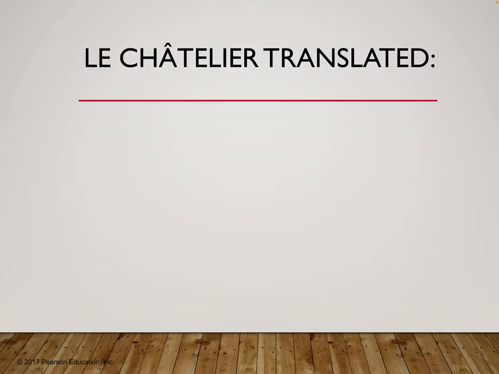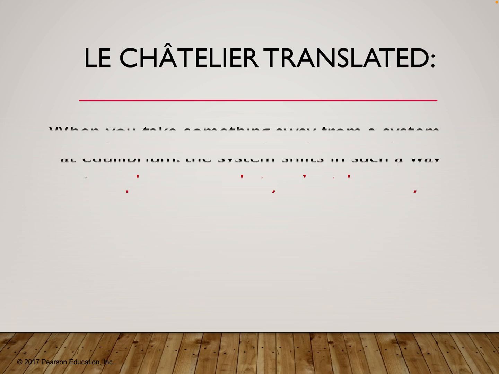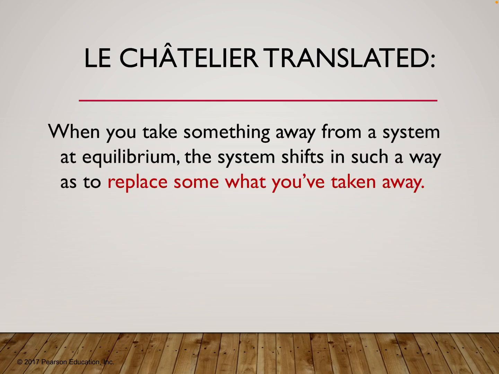Here's a brief translation and a more useful definition. If you take something away from a system in equilibrium, so say you remove products or remove reactants, the system will shift to replace what you've taken away. Okay, so if I start to remove some product, then our system will shift to start making more product. Because remember, we had this equilibrium. And so if I went in and just pulled a bunch out, it's like, whoa, I've messed up the equilibrium. I need to make more solid to restore it.